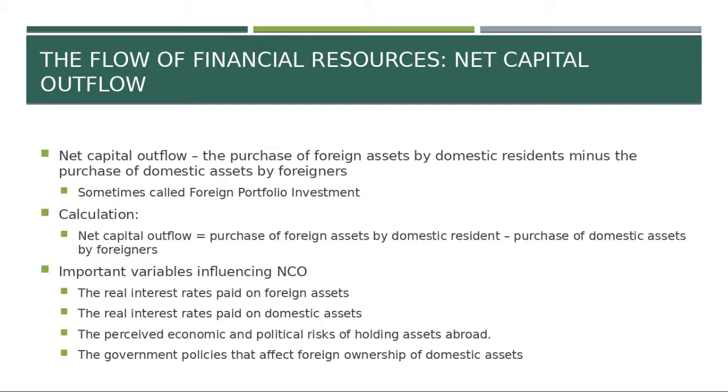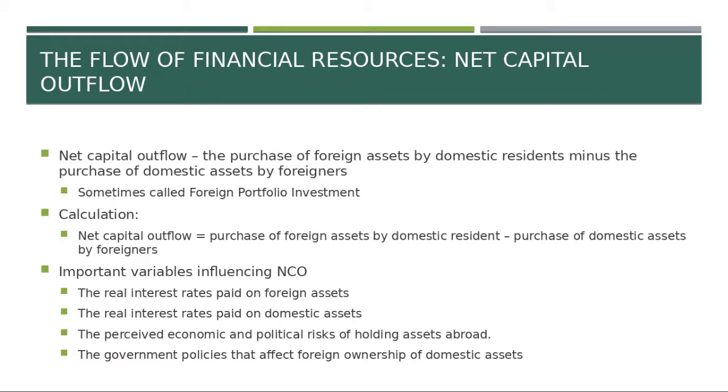Similarly, when a Japanese company buys a US firm's stock or buys a US bond or buys US dollars, it is a purchase of domestic assets by foreigners. So the way we calculate this is simple enough. Net capital outflow simply equals the purchase of foreign assets by domestic residents, i.e. American spending on foreign countries' bonds, stocks, and currency, minus the purchase of American assets by foreigners. In this case, American bonds, stocks, and dollars purchased by foreigners.